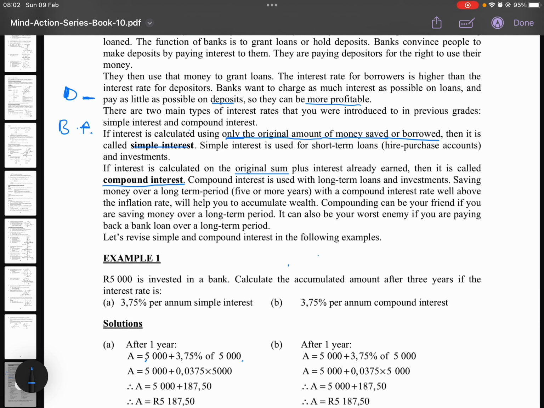Compound interest is used for long-term loans and investments, while simple interest is used for short-term loans or investments, right? That's the difference between the two. Okay?